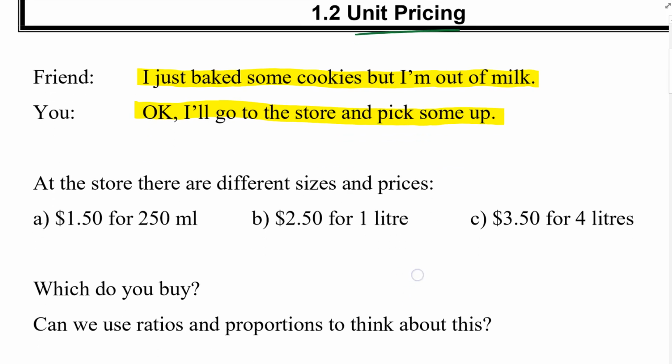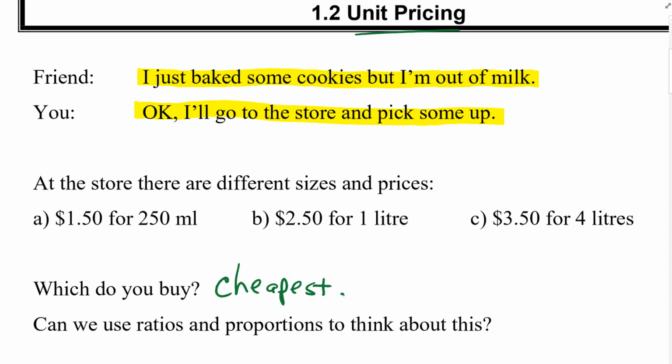Now there might be a reason to buy, say, only 250 milliliters or 1 liter instead of 4 liters. Perhaps you don't want to carry that amount home, or you don't have as much money on you, or not room in the fridge or something. But let's say in this case that you've decided that you're going to buy whichever one is the cheapest.